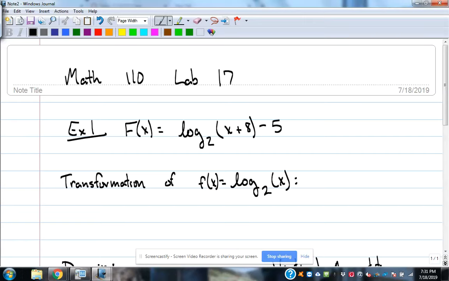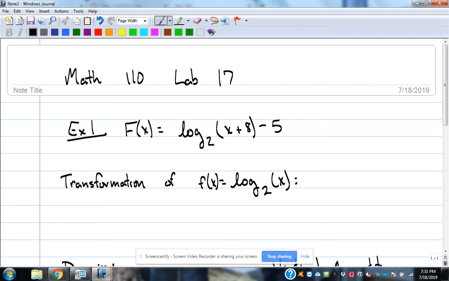This is Math 110, lab number 17. We'll talk about a logarithmic function and how it relates to transformations, domain, range, asymptotes, the intercepts, and increasing and decreasing.